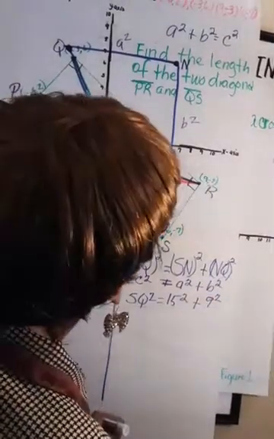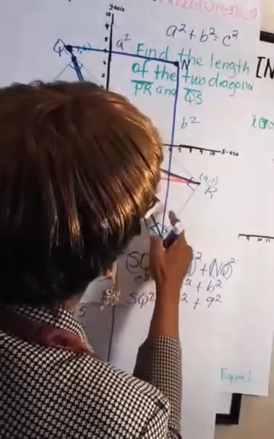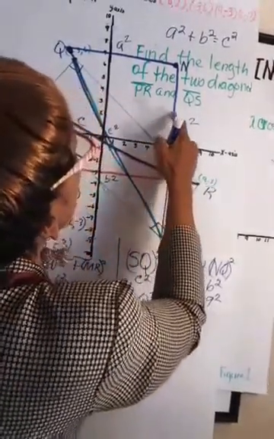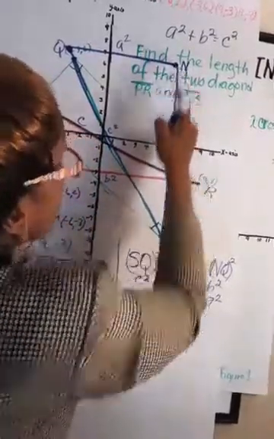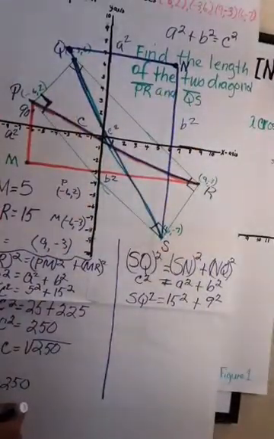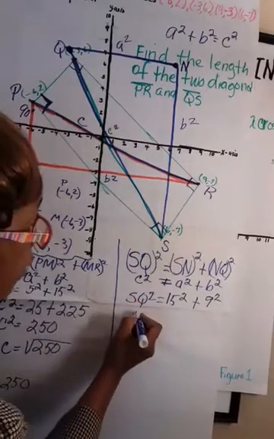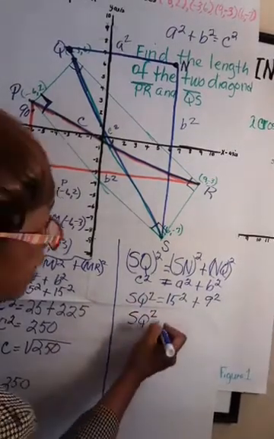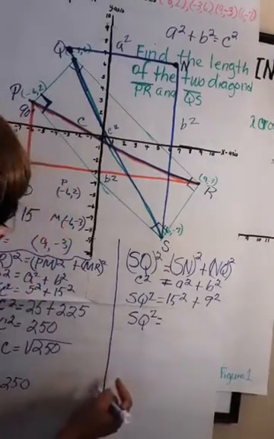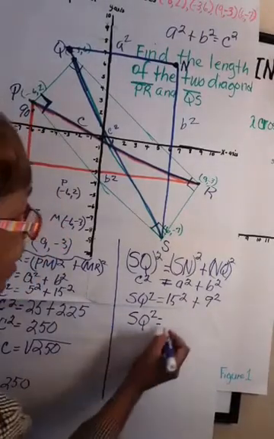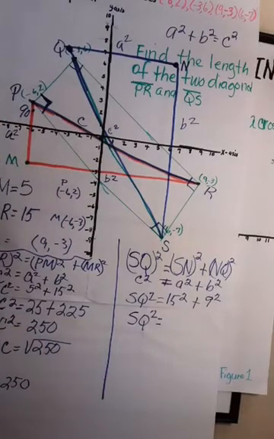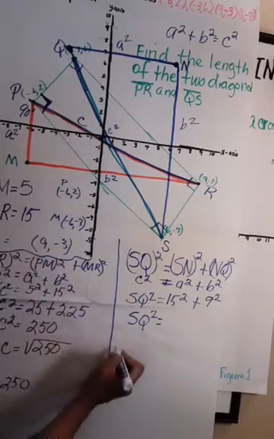You go back and look for S. 1, 2, 3, 4, 5, 6, 7, 8, 9, 10, 11, 12, 13, 14, 15. Looks like 15. So what's 15 square? We don't know what SQ is. That's our hypotenuse. That's the same thing as C square. So SQ square equals, how much is 15 times 15? 225? Was that 225?